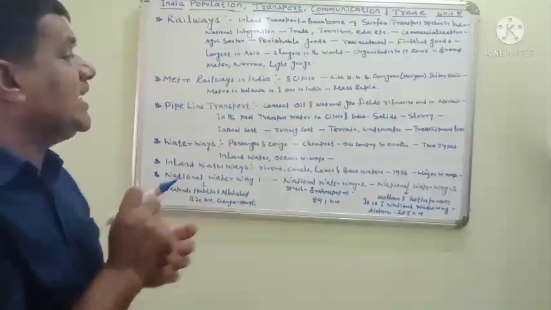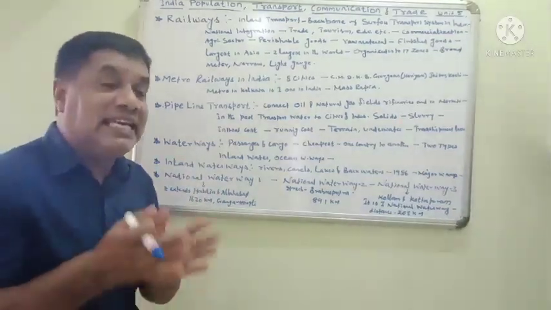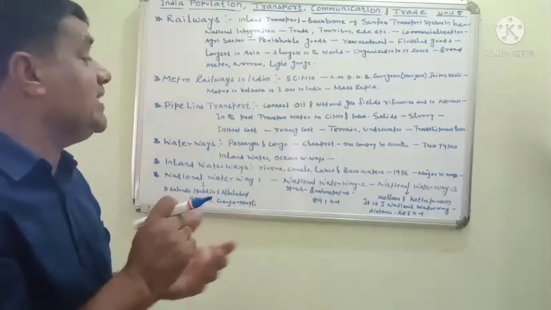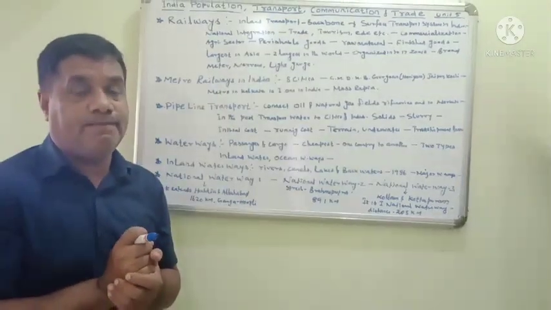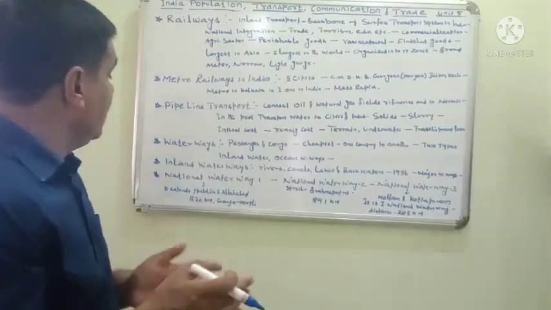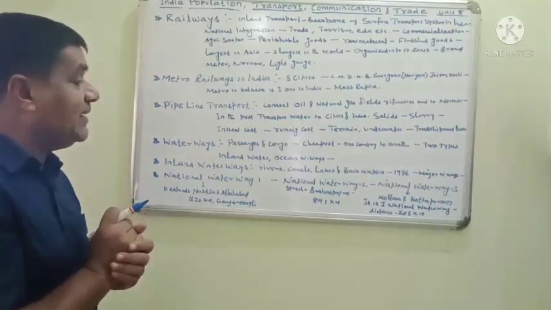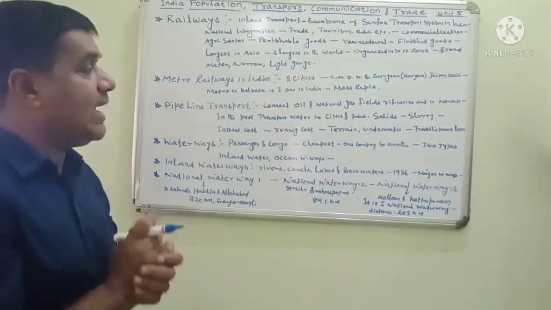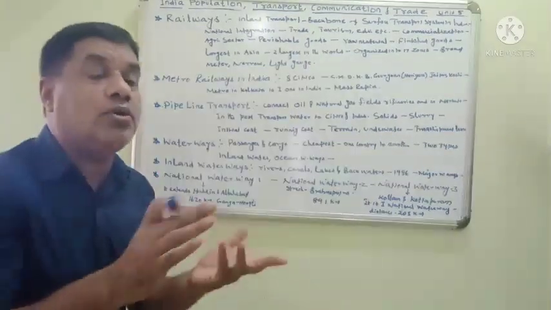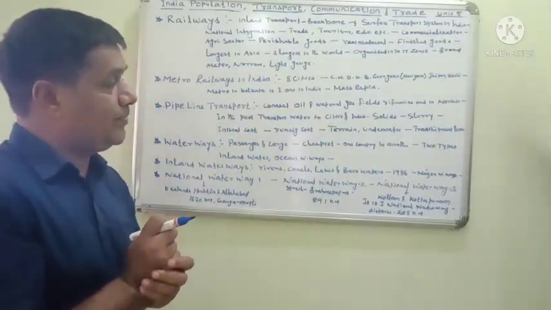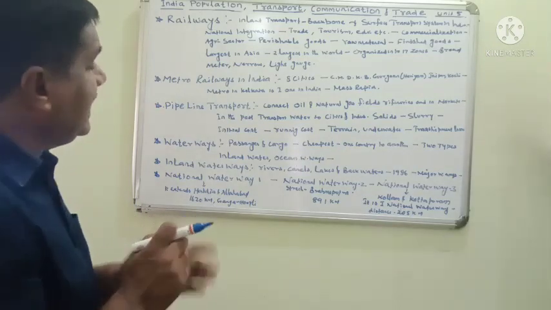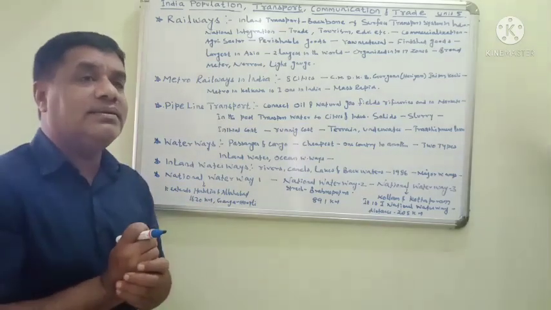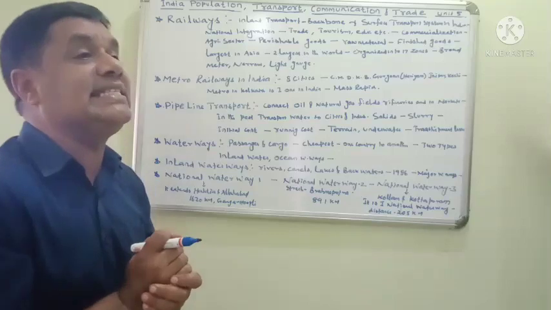Particularly, the waterways are divided into two types. One is inland waterways and another one is ocean waterways. The inland waterways are rivers, canals, lakes and backwaters. These are all known as inland waterways. The inland waterways were first started in 1986.